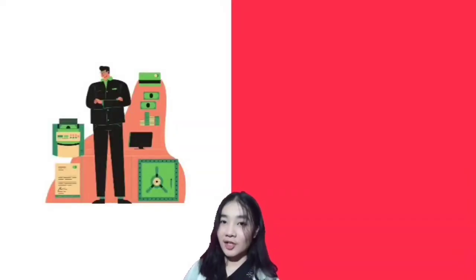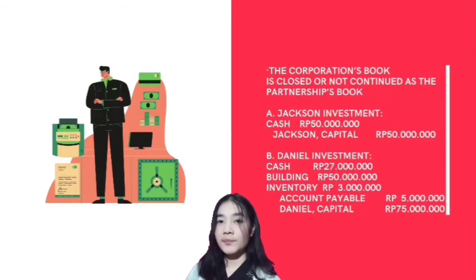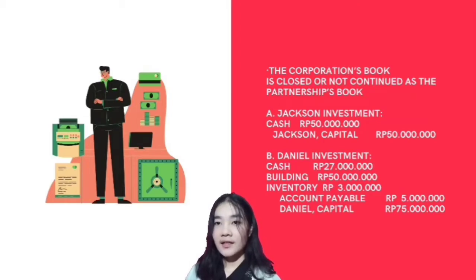The corporation's book is closed or not continued as the partnership's book. A. Jackson Investment. In the debit column, cash 50 million rupees. In the credit column, Jackson Capital 50 million rupees. B. Daniel Investment. We record in the debit column cash 27 million rupees, building 50 million rupees, inventory 3 million rupees. In the credit column, there are account payable 5 million rupees and Daniel Capital 75 million rupees. This is the last type.